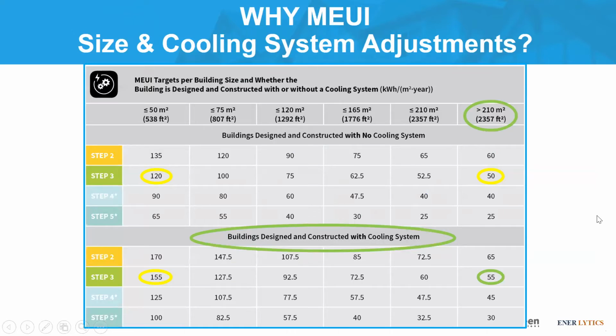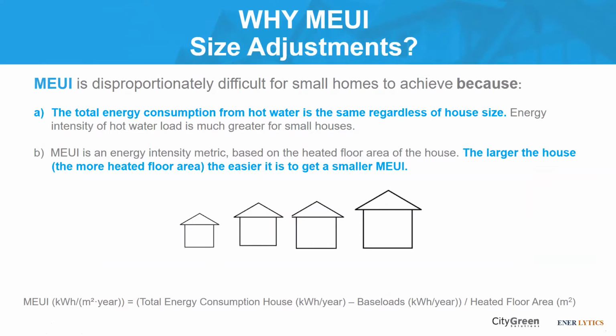So let's look again at the size and cooling system adjustments and why these are in place. Why are the size adjustments there? As an intensity metric, MEUI is disproportionately difficult for small homes to achieve because of two things. The total energy consumption from hot water within a home as modeled is the same regardless of house size. That means the energy intensity of the hot water load is much greater for smaller homes. And because MEUI is an intensity metric based on the heated floor area of the home, for the larger house with more heated floor area, it's much easier to get a smaller MEUI.